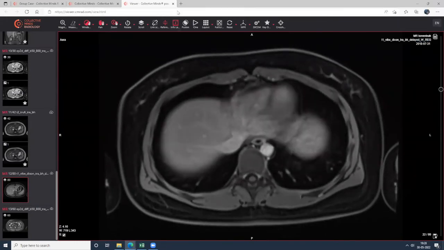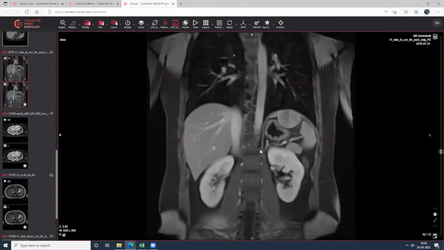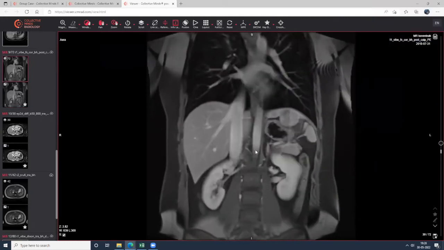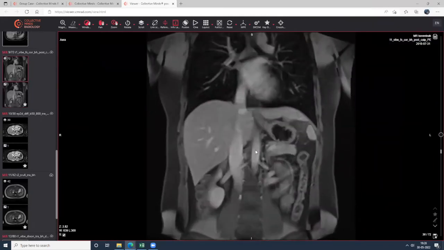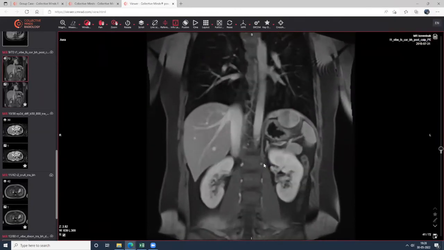If you take a look at the coronal T1, there you can see the central scar, I guess. That's the best image. I totally agree.